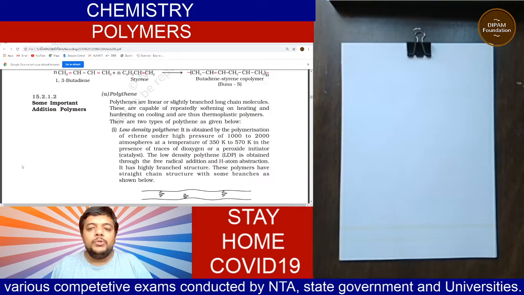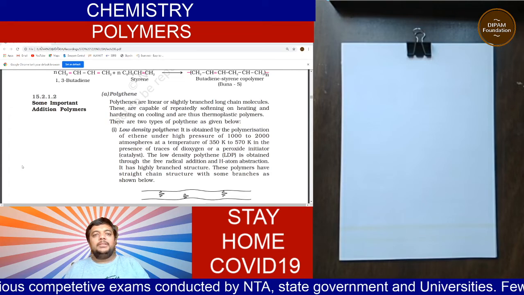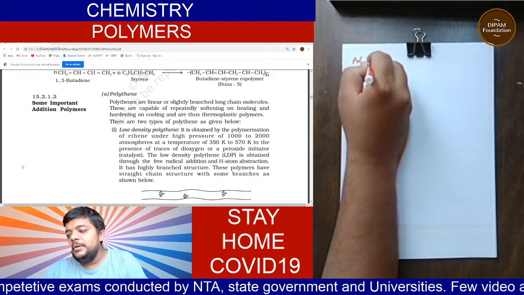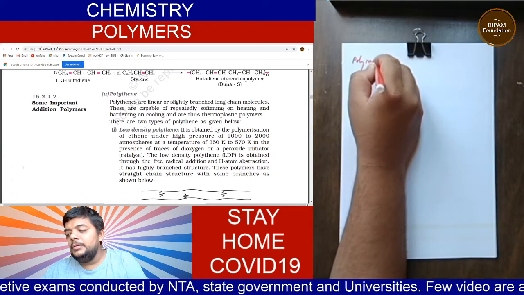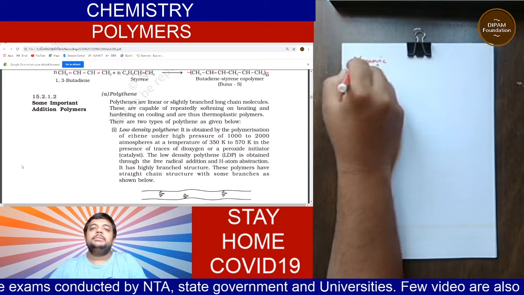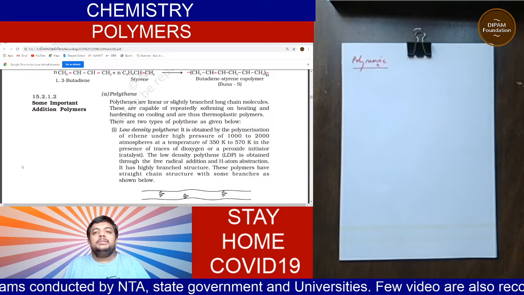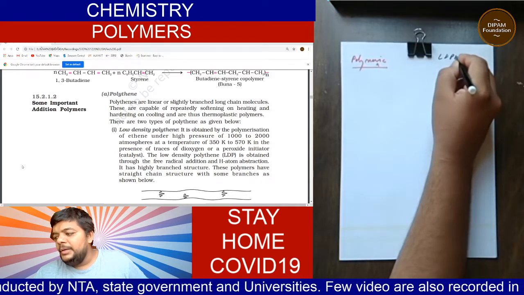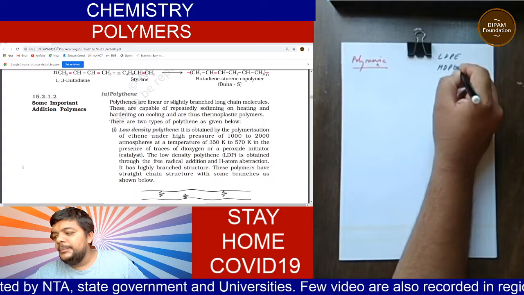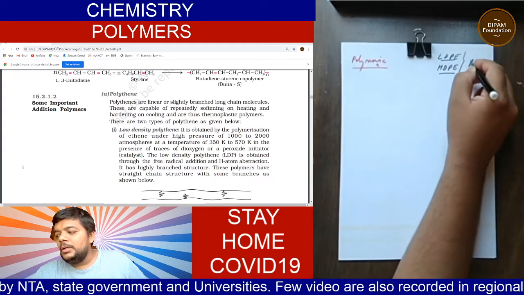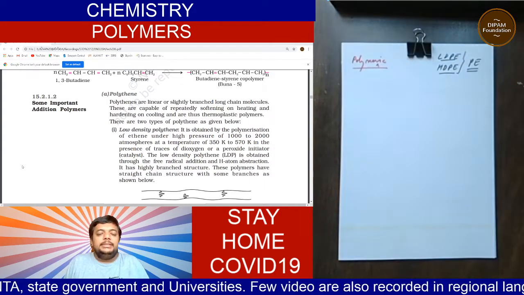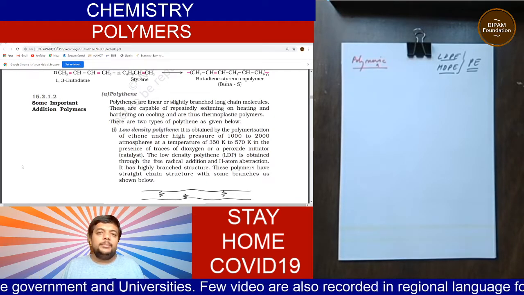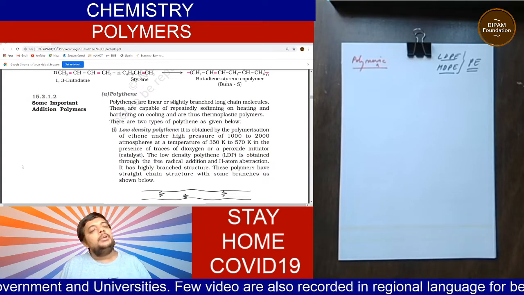Hello. So we are starting with polymers again, and we are going to discuss today several different polymeric examples. In these examples, first of all, we are going to discuss two, that is LDPE and HDPE. Both are nothing but different types of polythene. But this polythene is divided into two, that is low density polyethylene and high density polyethylene.